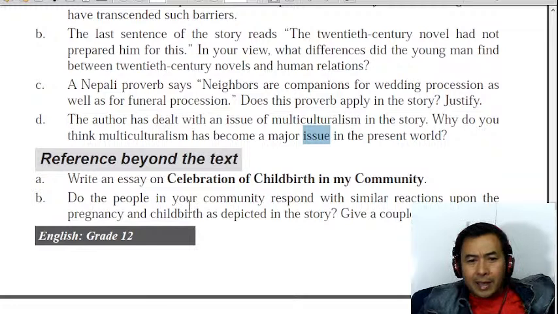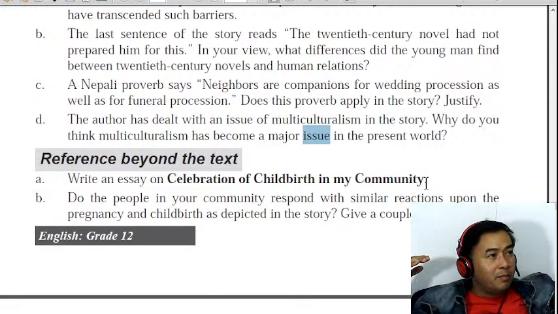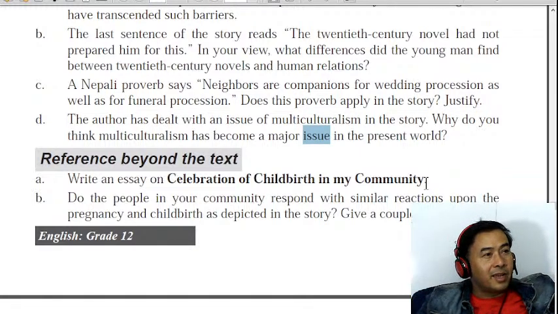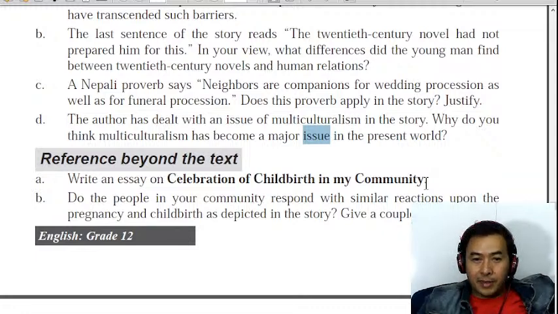Finally, we do have a reference beyond the text, something beyond what it is, right? Write an essay on the celebration of childbirth in your community. In my community, when a child is born, what will happen? From the preparation, in Indian culture, they have Godh Bharai. From Godh Bharai onwards, there are post-birth ceremonial activities after the birth of a child. So there are purification, procession, feeding, the different baptism. So different types of processions are there in our community.